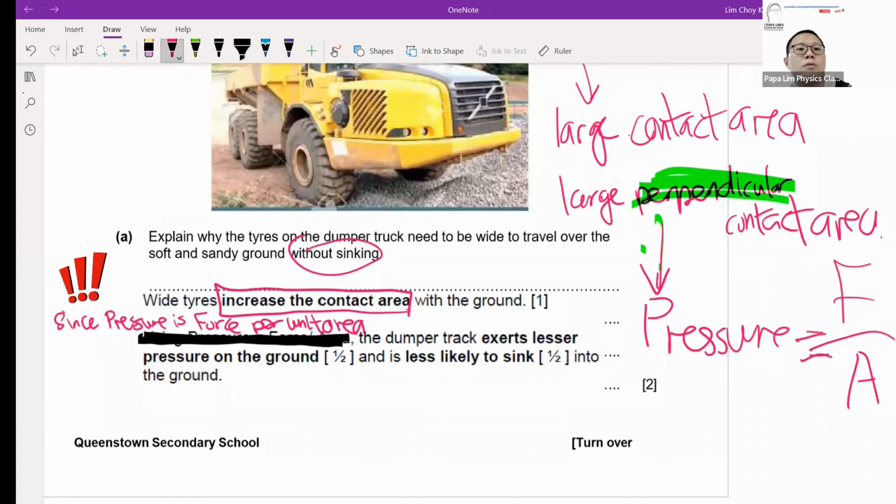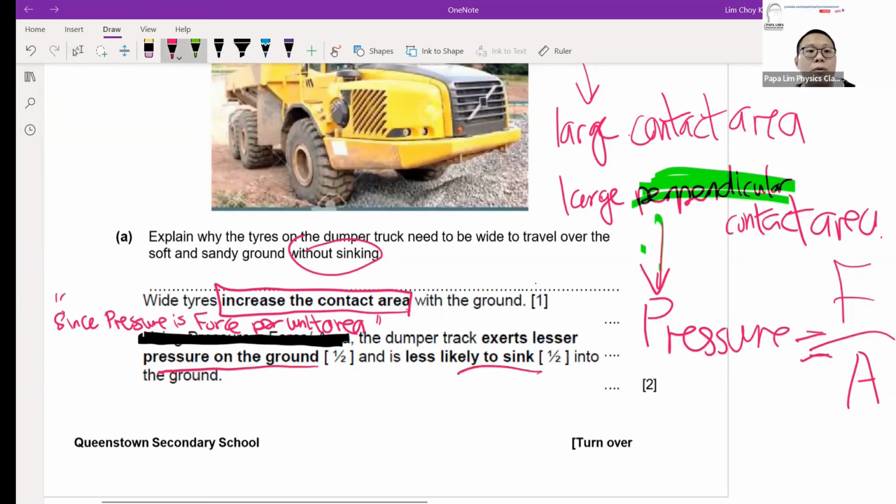Okay, so what you do is you use this statement: force per unit area. Try to mention this so that you inform the marker what pressure means and what the variables involved are. After that, you comment on the size of the pressure, because with a larger contact area, the pressure on the ground decreases, and because it decreases, you are less likely to sink.